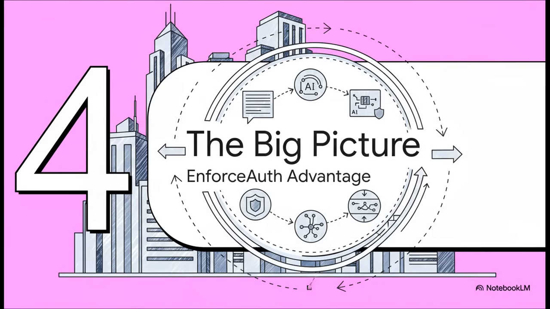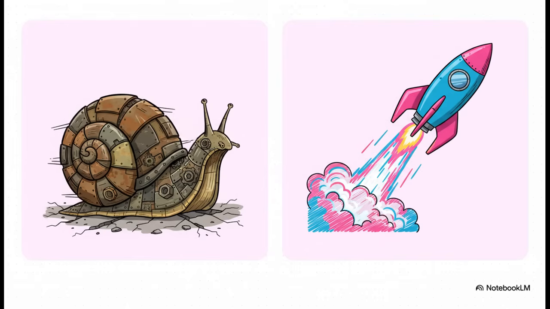So we've gone on a tour from the foundation all the way to the penthouse. Let's just pull back for a second and look at the big picture. What is the real fundamental advantage of doing things this way? I mean, the difference is just night and day, isn't it? The old systems are rigid. They need a human to manually approve every little thing, and they are purely reactive. They only kick in after you've been breached. EnforceAuth, on the other hand, is built to scale. It uses AI to make smart decisions, and, most importantly, it's predictive. It helps you stop the attack before it ever happens.